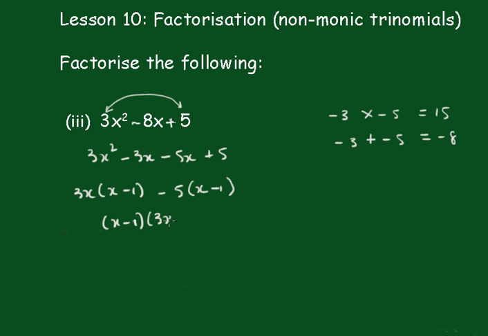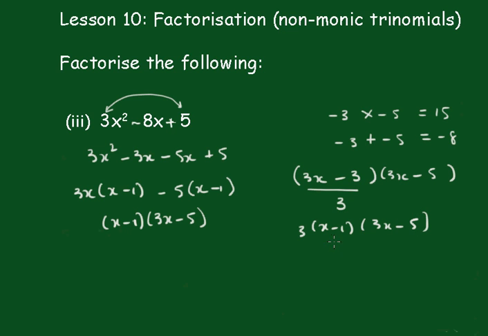times 3x minus 5. The other way, 3x on 3, a minus 3 in here and a minus 5 in there. Take out the 3's, x minus 1, 3x minus 5 on 3. Cancel the 3's and we get the same result. 3x minus 5.